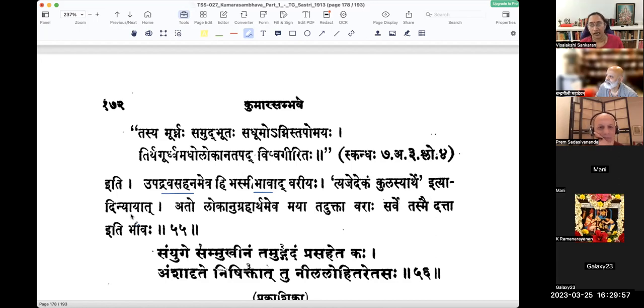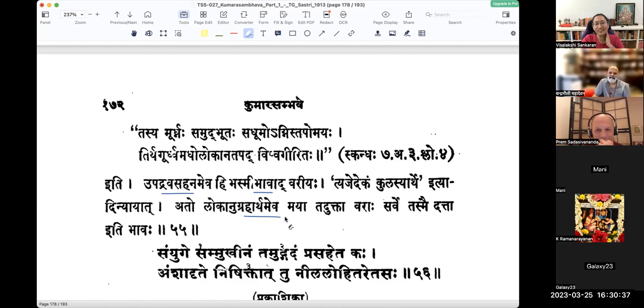Tyajet ekam kulasyarthe, gramasyarthe kulam tyajet, gramam janapadasyarthe, atmarthe prithivin tyajet. I think that's the rest of the shloka. So ekam kulasyarthe tyajet. It's okay to forsake one person for the sake of the entire kulam. You can let go of one kulam for the sake of the gramam. And let go of a gramam for the sake of the janapada, for the country. And atmarthe prithivin tyajet. You can even let go of the prithvi.